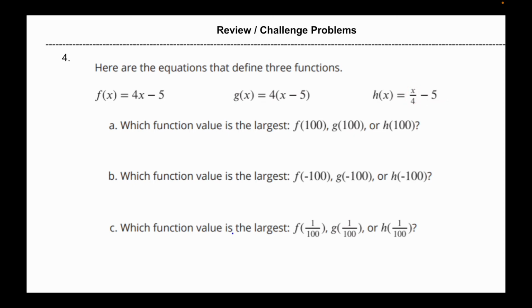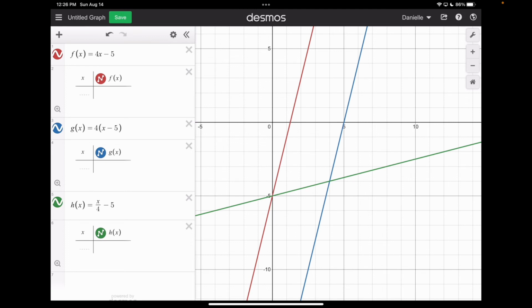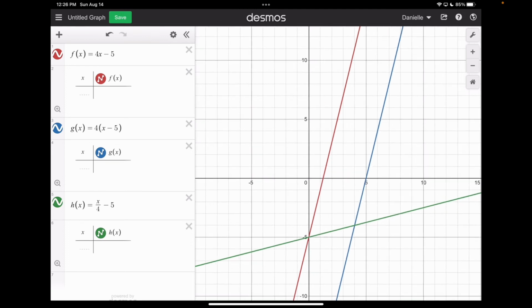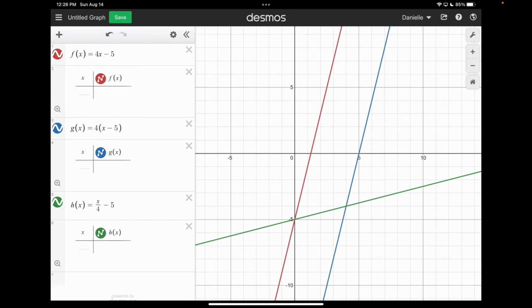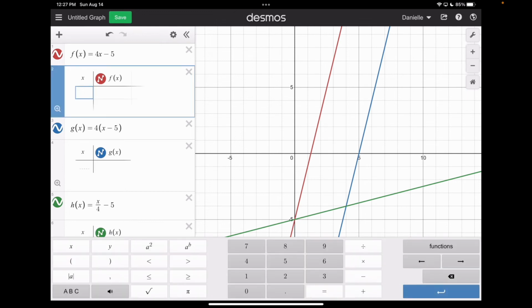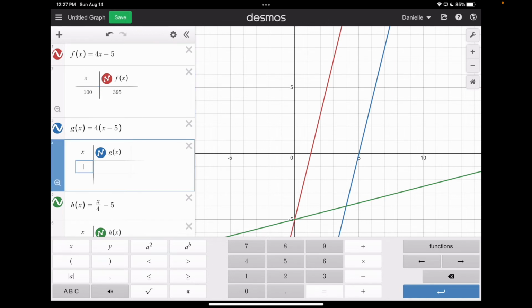So I'm actually going to switch over to my graphing calculator here, and we're going to look at these different things potentially in a table. All right, so here I have all three functions typed into the Desmos graphing calculator. You can see the graph of them on the right-hand side, but I'm going to use this table function on the left. So I was able to create a table out of all three of these, and I'm just going to put in the input values I want for x for each one. So for part A, that was 100 for each of these.